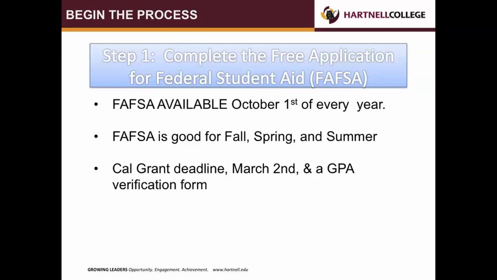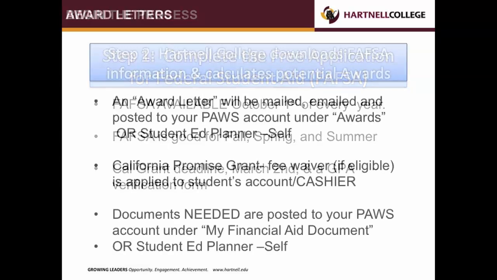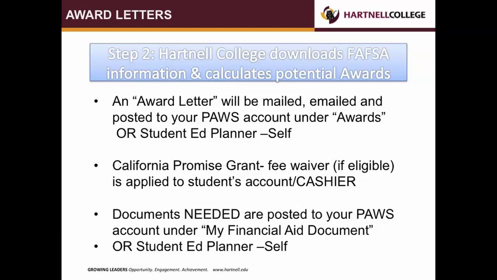So the steps to completing your FAFSA: October 1st, the application comes out. The FAFSA is good for fall, spring, and summer. For the Cal Grant, you must obtain a good GPA and always apply for the FAFSA or the DREAM Act by March 2nd. Hartnell College will download your FAFSA or your DREAM Act and will mail you an award letter. You can view your award letter under your PAWS account or under Student Ed Planner Self.